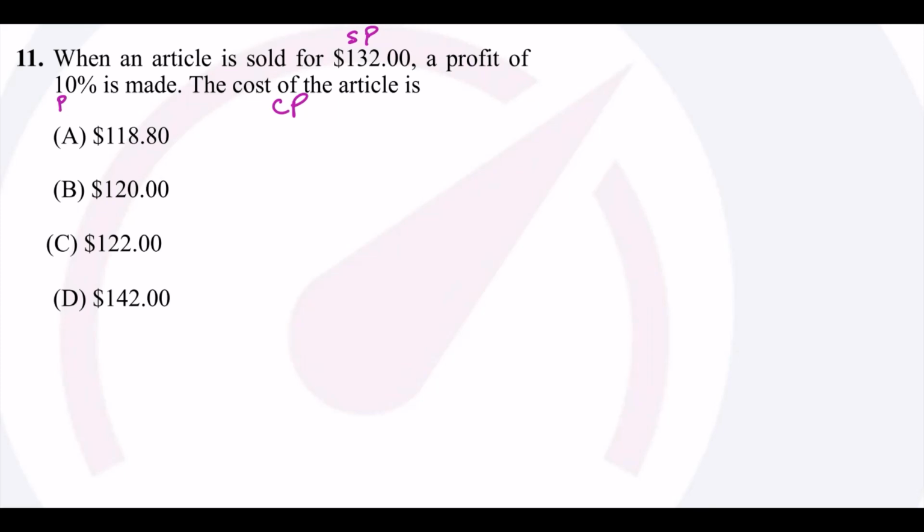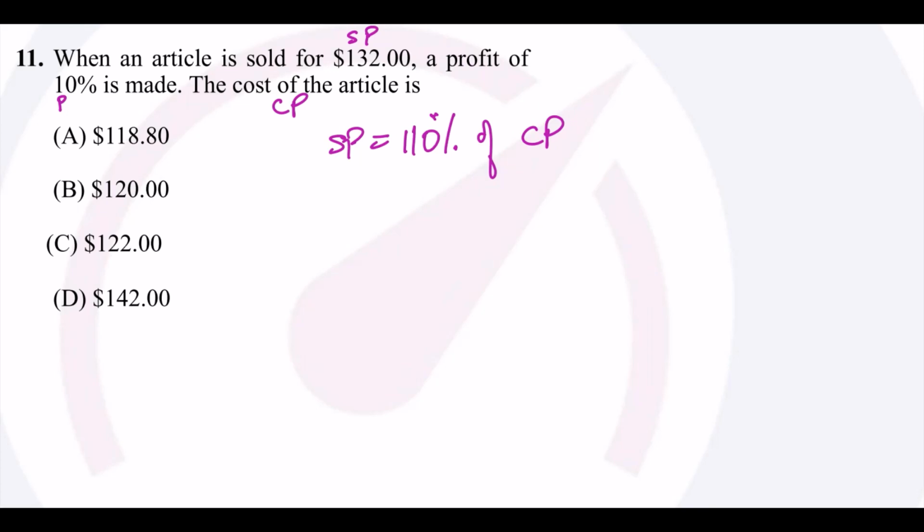Now because it's profit, the selling price is going to be 110% of the cost price. Because it's profit, we add 10 to 100%. If it was a loss, we would subtract 10 from 100%. So we know that the selling price is going to be 110% of the cost price.